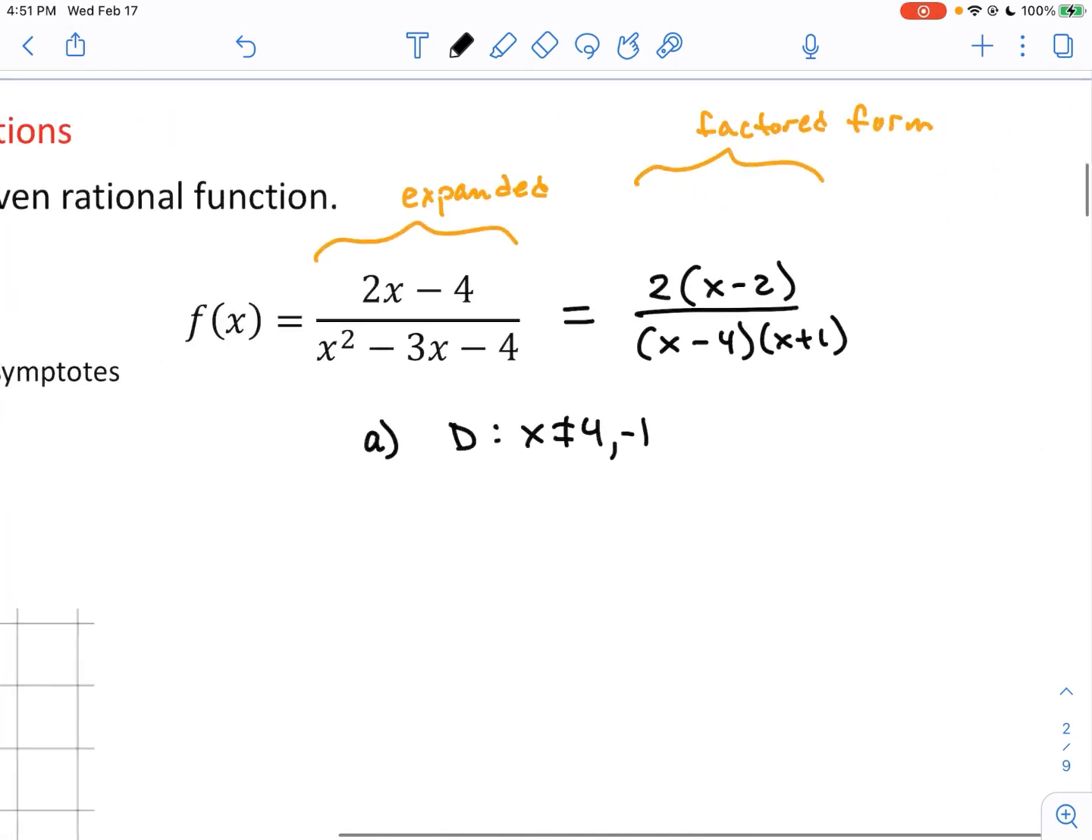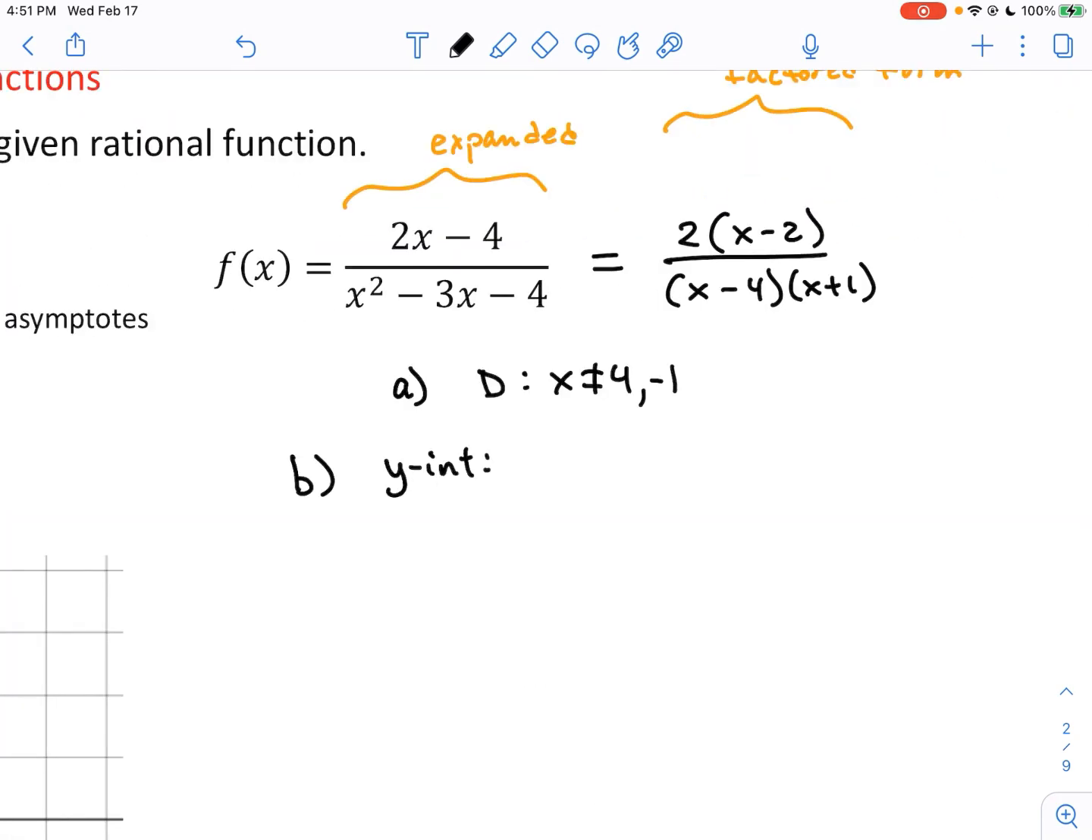Question B, find all the intercepts. Let's start with the y-intercept. The y-intercept you find by just plugging in 0 for x, if you're allowed. In this case, if you plug in 0 for x, I'm going to use this form to do it. So plug in 0 for x, that goes away, we get negative 4 in the top. And plug in 0 for x, those will go to 0, getting you negative 4 on the bottom as well, so we get positive 1. So we know that point 0, 1 is our y-intercept.